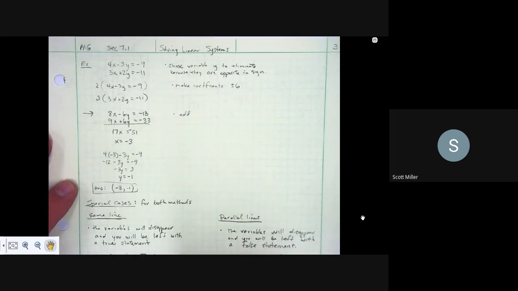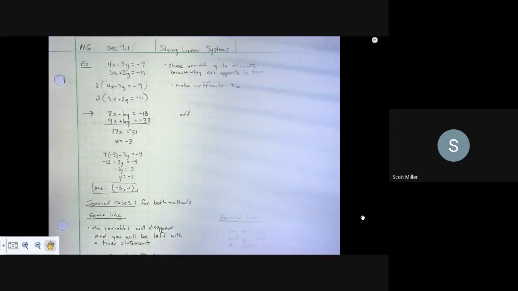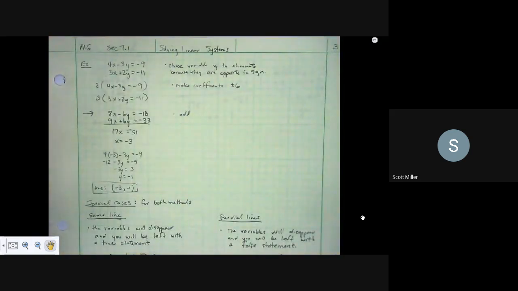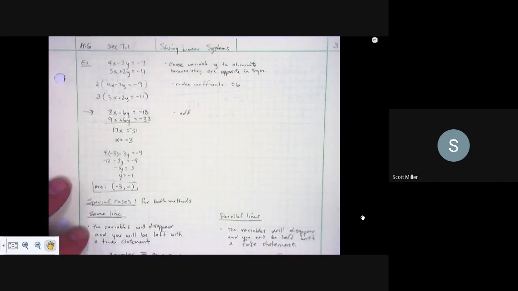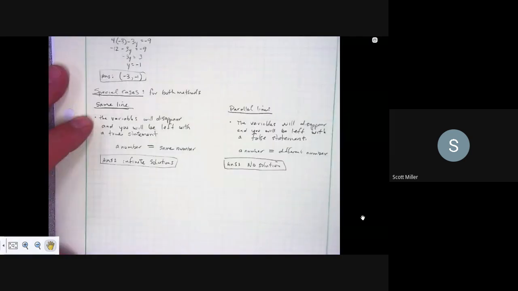Now, the special cases. When we did talk about the special cases with the graphing technique, we talked about how the graphs would look. If one equation is exactly the same as the other equation, when I graph it, then it's an infinite number of solutions. And if the graphs do not cross or never intersect, then that is no solution. Well, what is it going to look like when I solve it algebraically? Well, that's what I have written right here.